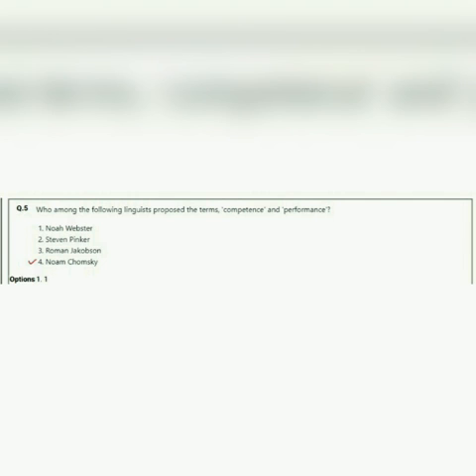Who among the following linguists proposed the terms competence and performance? Option 1, Noah Webster. Option 2, Steven Pinker. Option 3, Roman Jakobson. And option 4, Noam Chomsky.